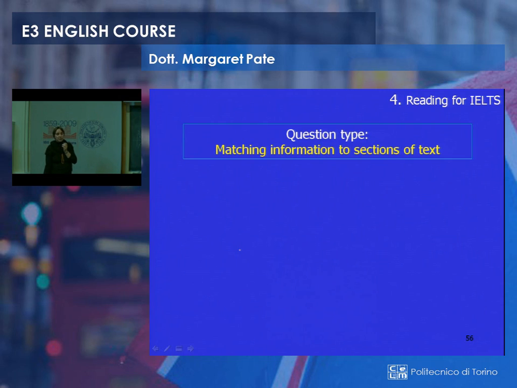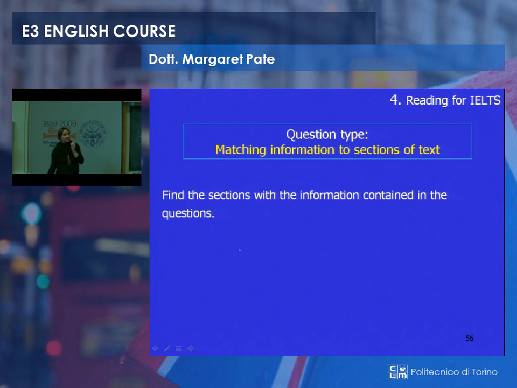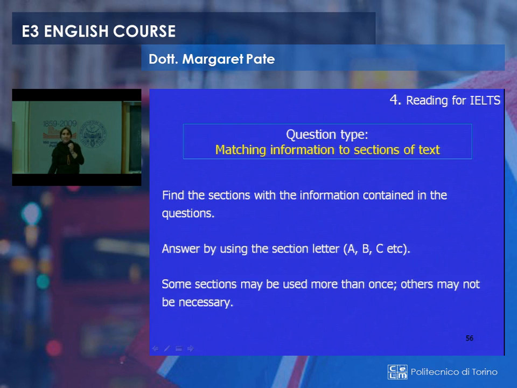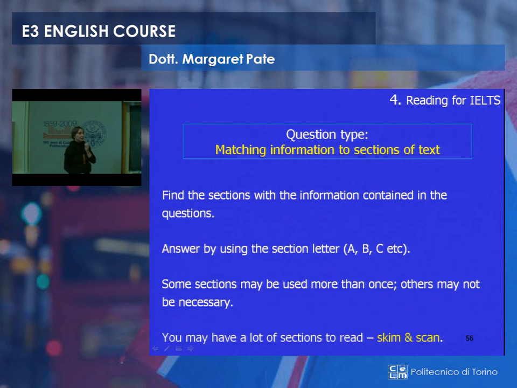Okay, we're going to look at the first question type, which is matching, collegare, information to parts of the text. Okay, so the first thing you need to do is find the sections with the information contained in the questions, choose the letter A, B, or C, and remember that in this type of matching exercise, you may have to use one of the options more than once. IELTS reading tests are very long, and they are usually made up of many, many paragraphs. So you must use your skimming and scanning techniques to do the exercise quickly.